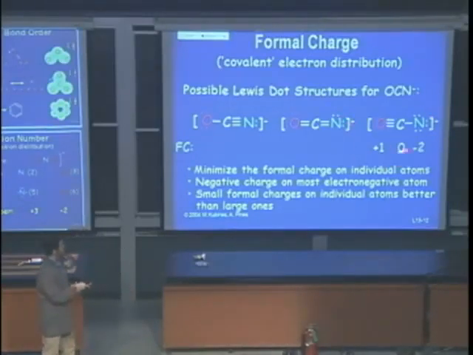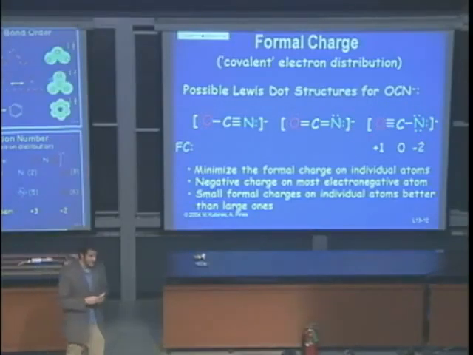So this one is pretty much 0 for 3 because I've got formal charges on two things, and I've got a -2, and my negative is not on the most electronegative atom. Oxygen is the most electronegative, so that's where I want to put the minus charge.